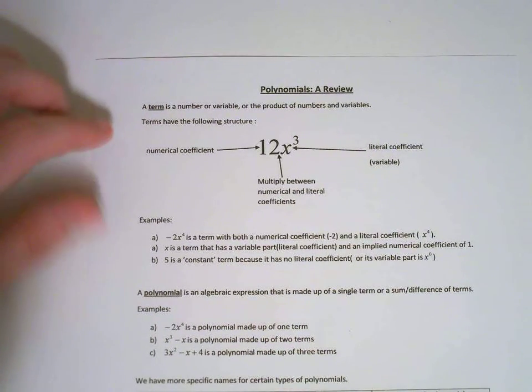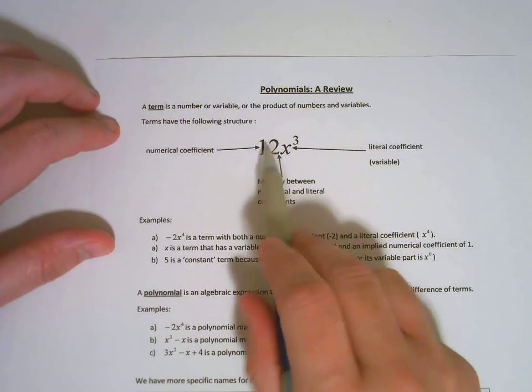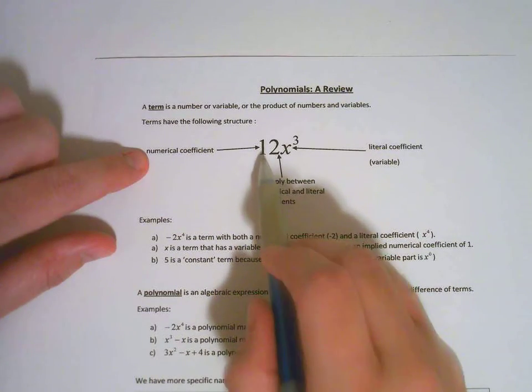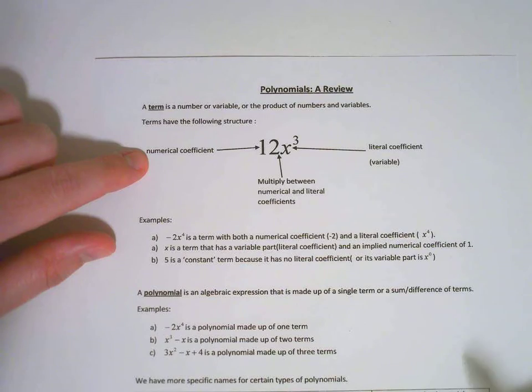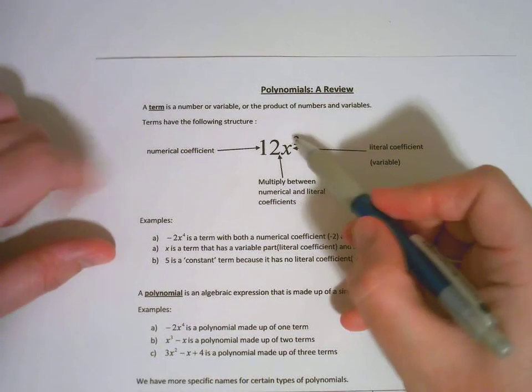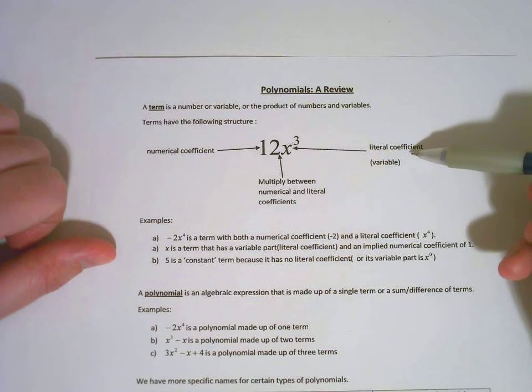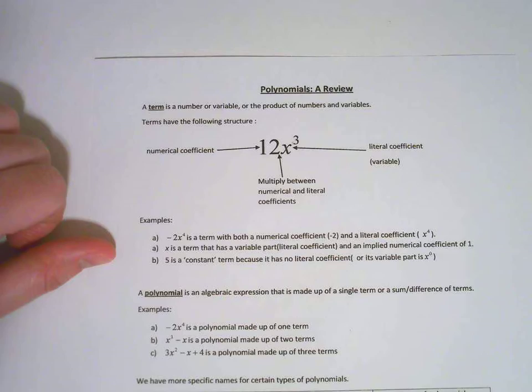So what that means is your term could be the combination of both of these. So this has what we usually call a coefficient, but more formally is called a numerical coefficient, the numeric part, and a variable part, which we formally call a literal coefficient. And these are always being multiplied. So these together make up what a term is.